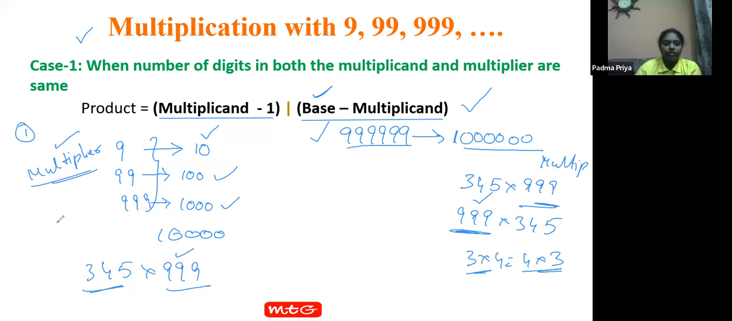For example, if you take 999 into 34 and consider 34 as the multiplier, you will start choosing the base as 100 because it is a 2-digit number. Your problem goes wrong. So always remember fixedly that the multiplier is the 9 forms, and you are supposed to choose the base based on the multiplier only. Okay, ma'am. Now understood, children?